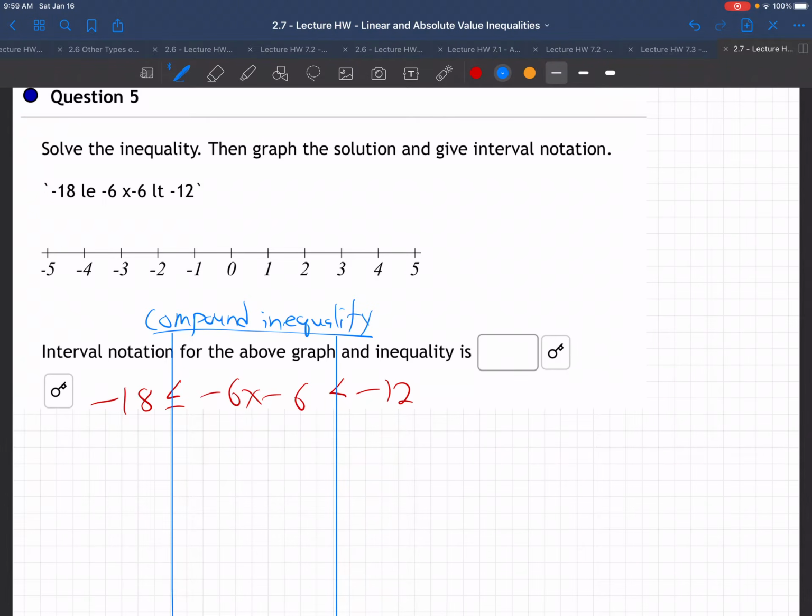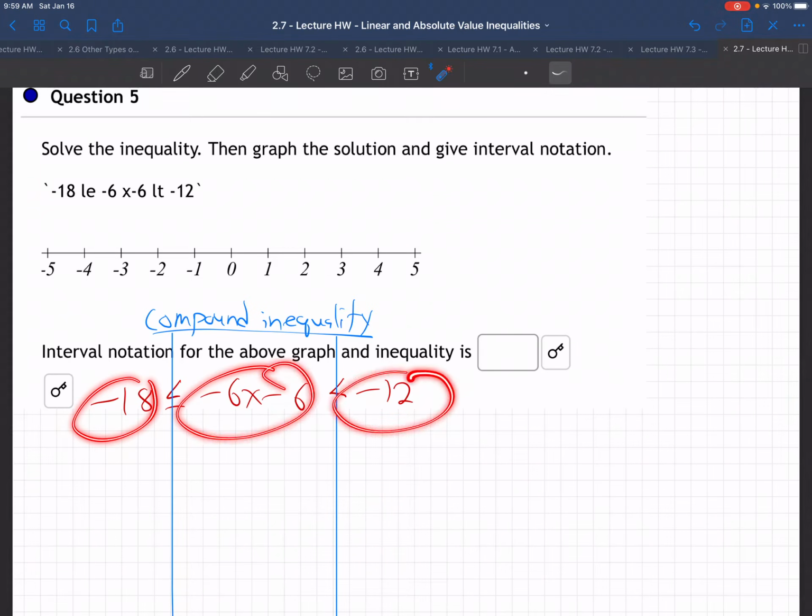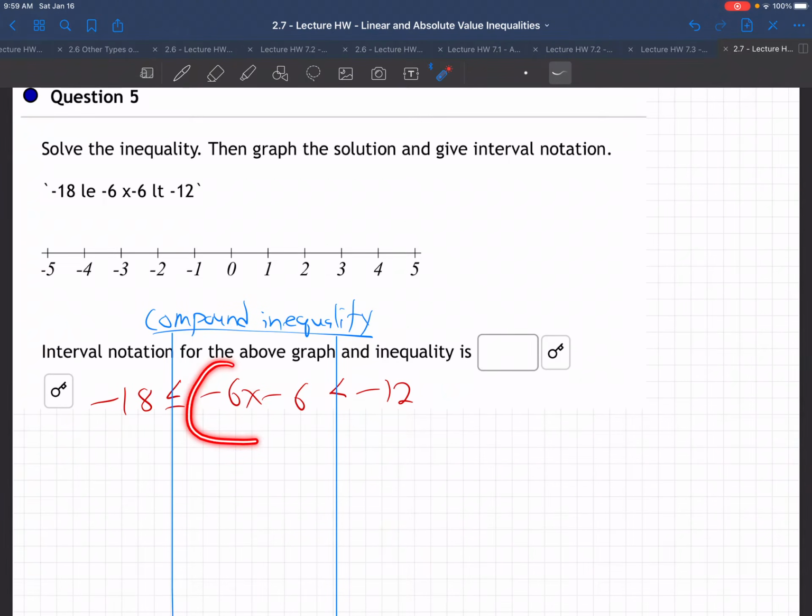Compound just means multi-part. Like if you have a compound fracture of your arm or leg, that means several parts are injured. So there's three parts. It's a compound inequality, and what we're doing is we want to solve for x. What you need to do is just focus on the part that has x. There's no x out here, no x out here. So just focus in the middle and do whatever it takes to get that x alone. And then whatever you do, you do to all three parts.